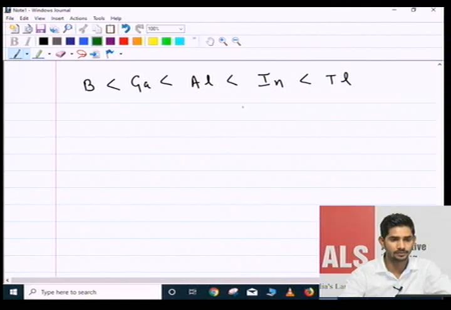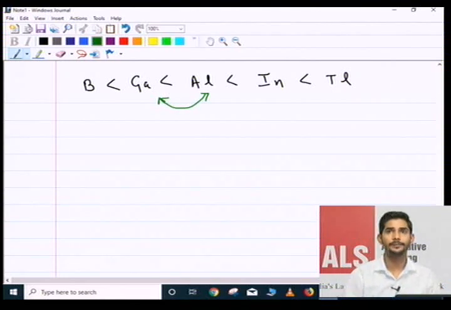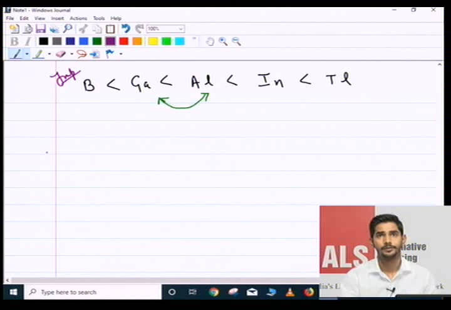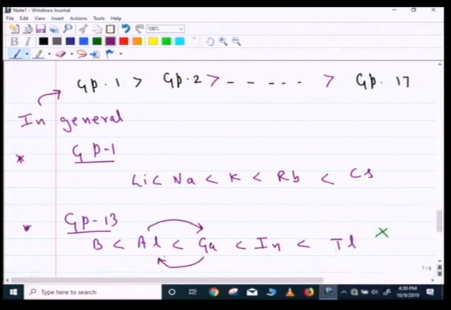Guys, we can see a swap. In the previous order, gallium had a bigger size than aluminium, but this is not true. Gallium has a smaller size than aluminium. Guys, this is very important, even with respect to your school examinations. This is the order: after boron you will get gallium, aluminium, indium, and then thallium. If you do not remember this order, you can simply remember that you have to swap aluminium and gallium. That's it. The rest of the elements would be the same.